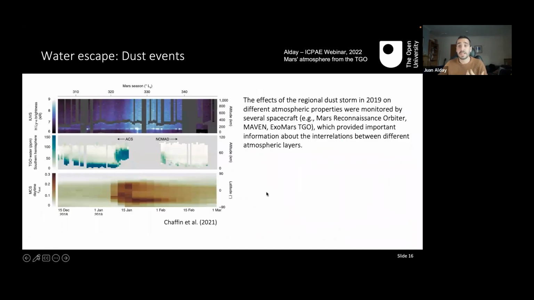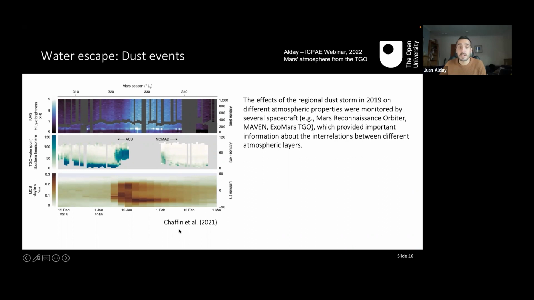And then another topic that has been studied in quite a lot of detail is the impact of dust events on the escape of water to space. In particular, there was a regional dust storm in 2019. And I think that this was quite special because different atmospheric properties were monitored by different spacecraft.